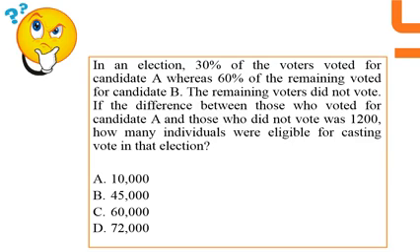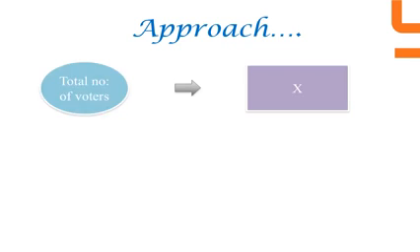That is, after voting for candidate A and candidate B, there are some remaining voters and those voters did not vote. So if the difference between those who voted for candidate A and those who did not vote was 1,200, we have to find the value of the total number of voters. Okay. So now let's see how to solve this question. For this, as I already said, we assume that the total number of voters is x, as in any algebraic question, where we assume that the unknown variable is x.